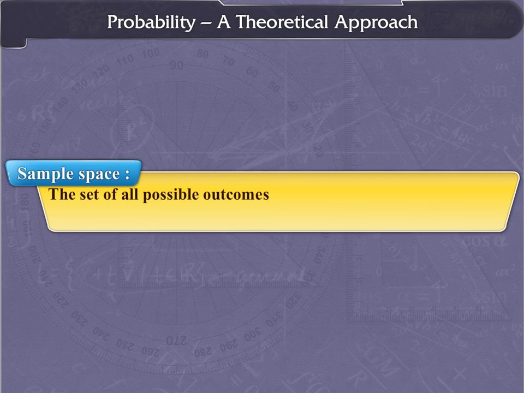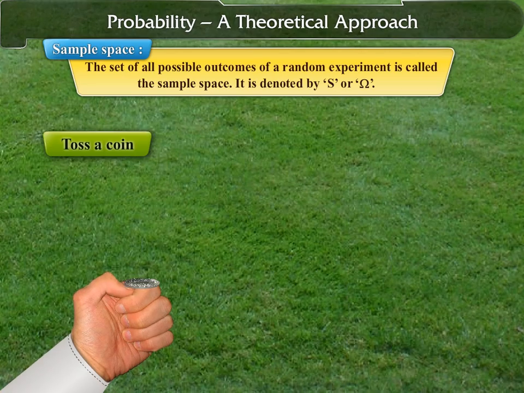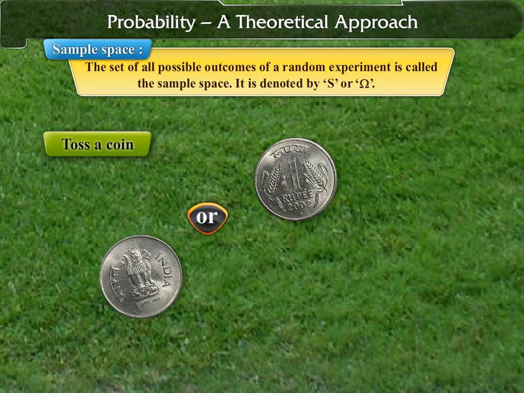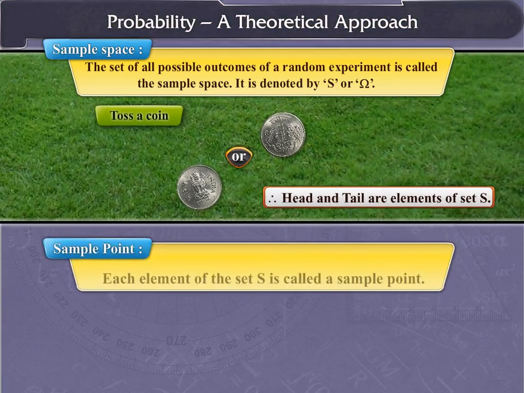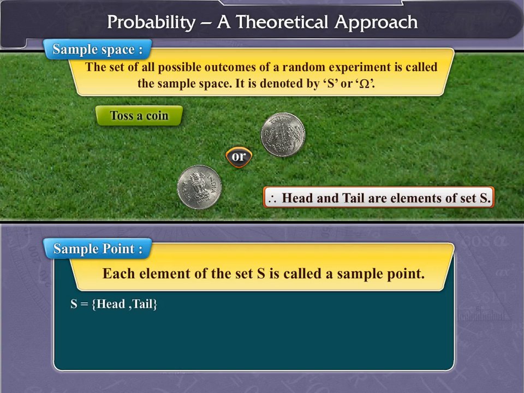Sample space. The set of all possible outcomes of a random experiment is called the sample space. It is denoted by S or omega. For example, when a coin is tossed, the possible outcomes are head or tail. Therefore, head and tail are elements of set S. Each element of the set S is called a sample point. Here, the sample points are head and tail.